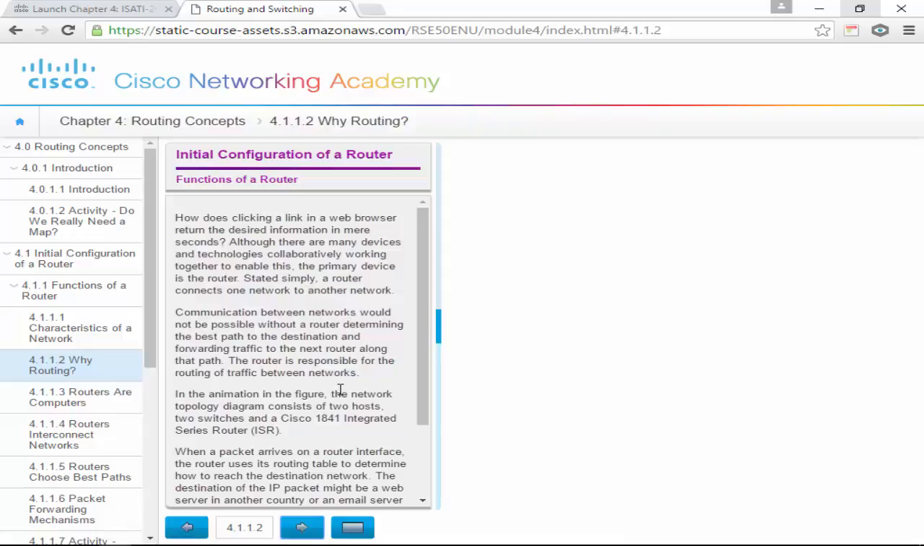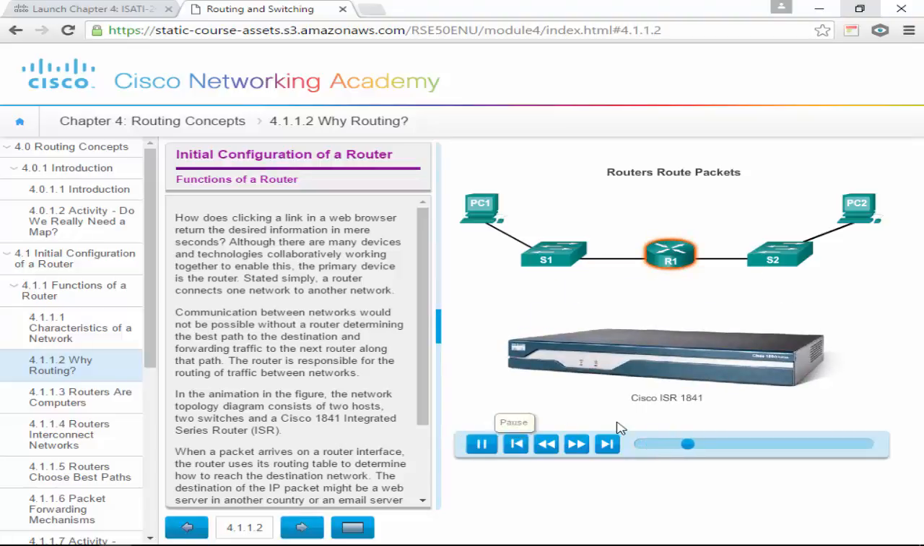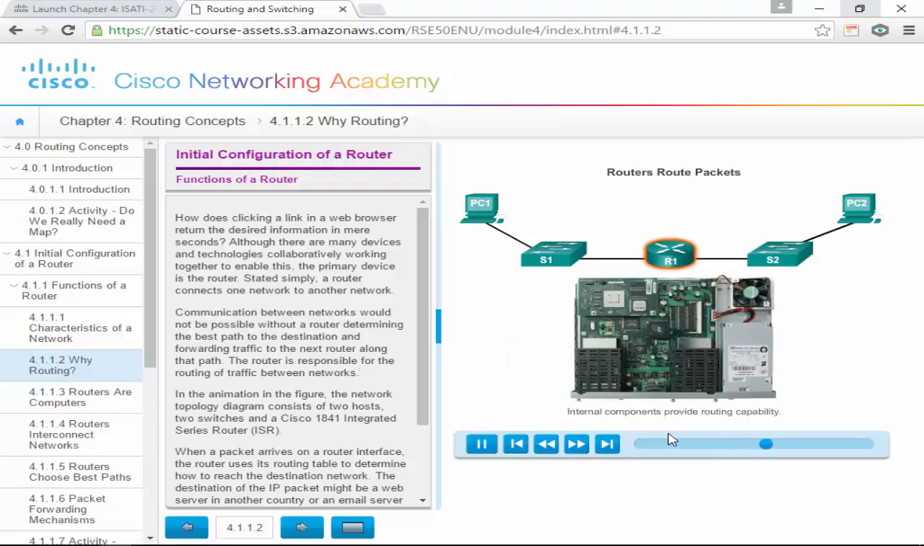Okay, so why do we route, right? So we can connect two networks. And routers route packets. Oh, look at that 1841 ISR. Woo! Hot dog.